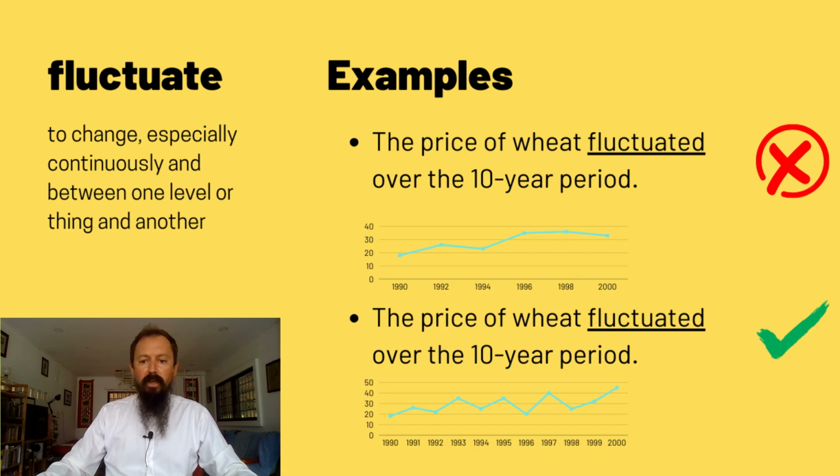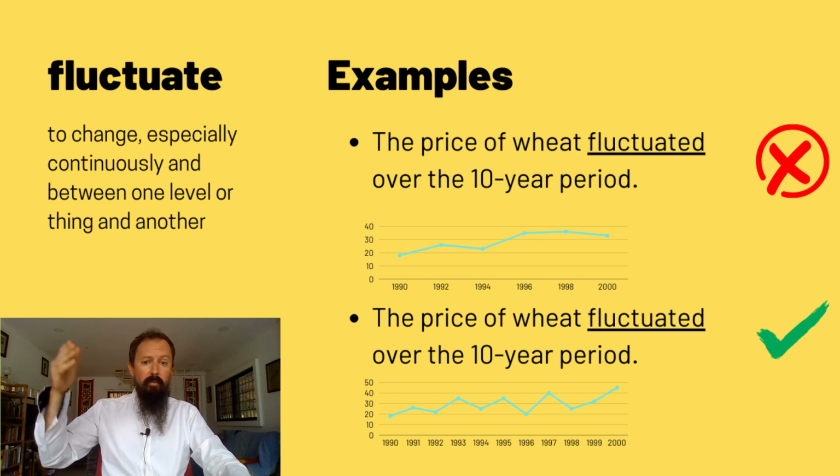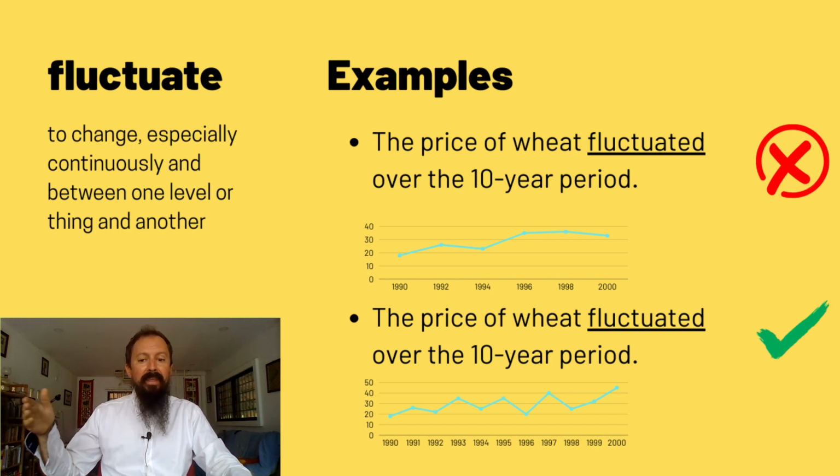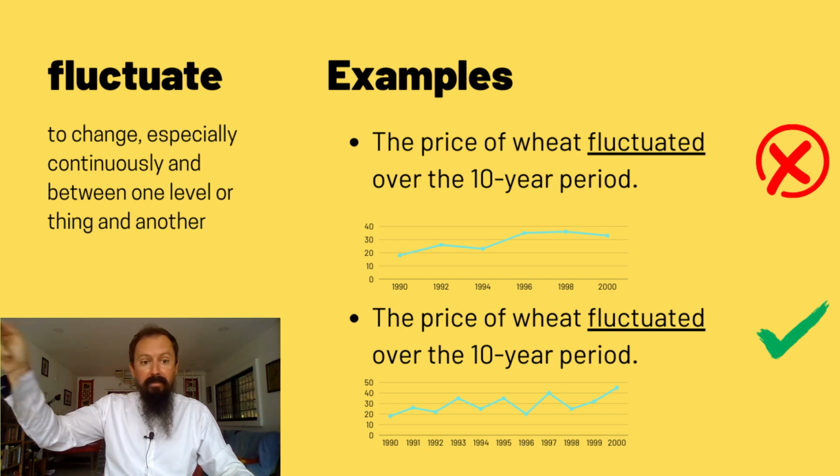Our next word is fluctuate. So I think everybody knows that fluctuate means going up and down. But IELTS candidates make a big mistake because they often use fluctuate just to mean if something goes up and then down and then stays at the same level. But actually, fluctuate means going up, down, up, down, up, down, up, down, right?